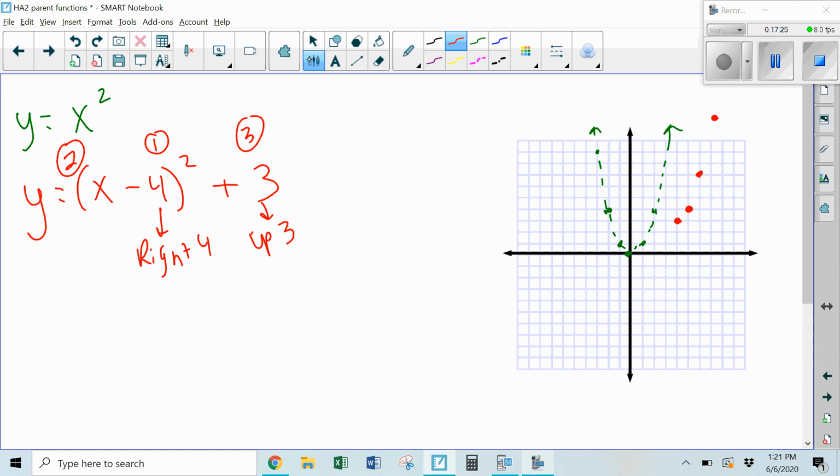Okay, do some of these other points on the left side. So I'm going to do this point here that's at negative 1, 1. Move it over 4. 1, 2, 3, 4, up 3. And then this point here.